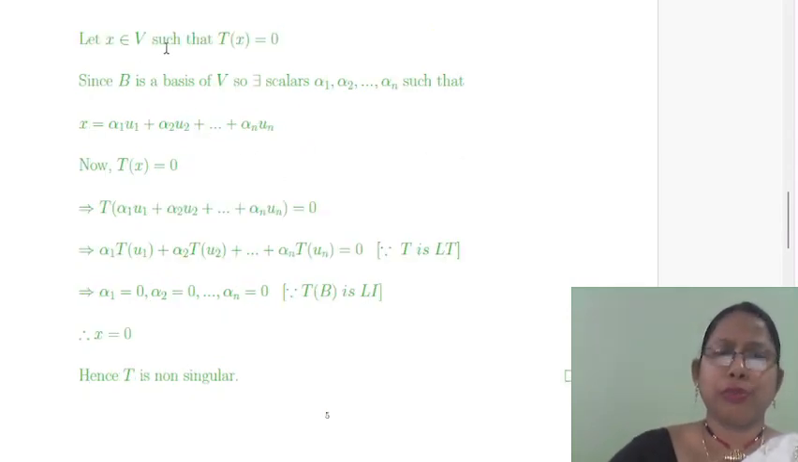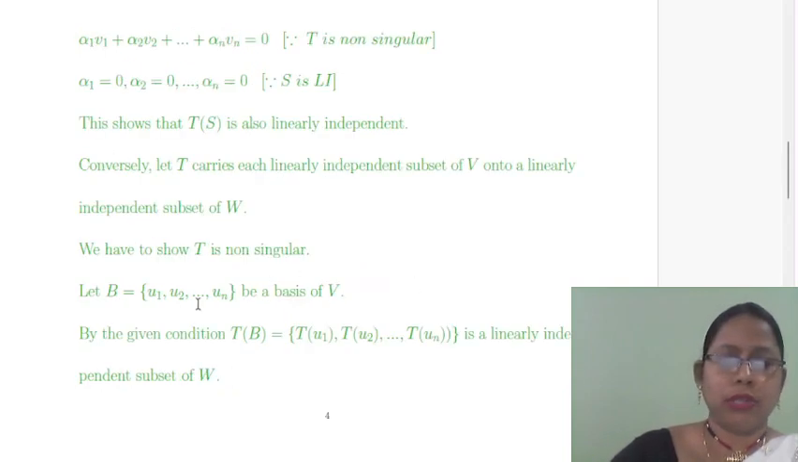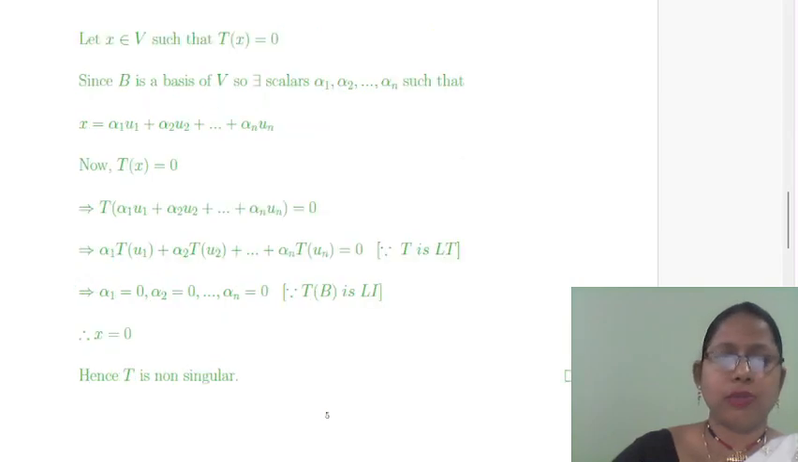Let x belong to V such that T of x is equal to 0. Then we are going to show that x is equal to 0. Since B equal to {u1, u2, ..., un} is a basis of V, each x belonging to V can be uniquely expressed in terms of these basis elements. That is, x equal to alpha 1 u1 plus alpha 2 u2 plus ... plus alpha n un for some scalars alpha 1, alpha 2, ..., alpha n.